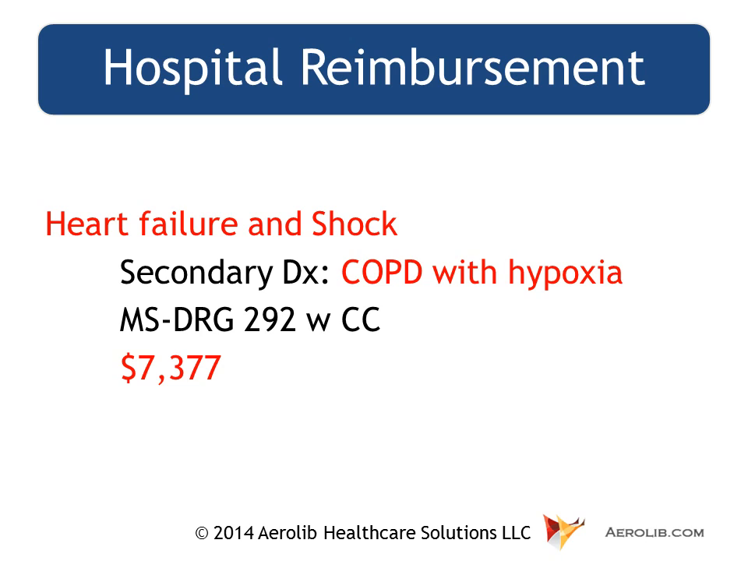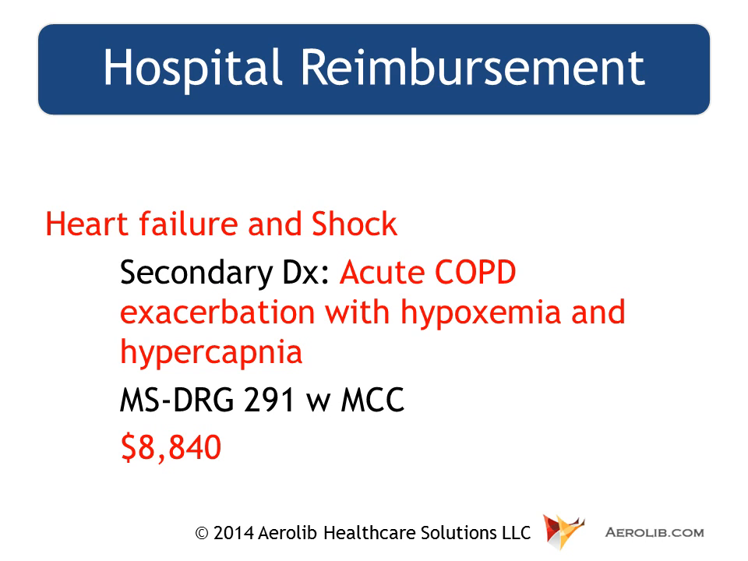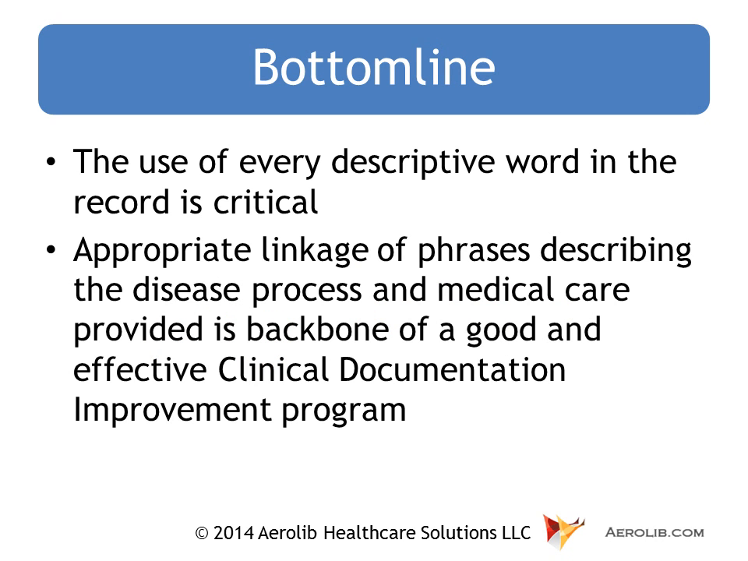Let's get more specific by describing the secondary diagnosis of COPD, and we see our reimbursement go up. When we put in primary diagnosis as heart failure and secondary diagnosis as acute COPD exacerbation with hypoxemia and hypercapnia, again, using these words on linkage of secondary conditions, you can see the reimbursement has gone up to about 8,840. I think the bottom line is that the use of every descriptive word by the physician, nurse practitioner, or physician assistant in the record is critical.